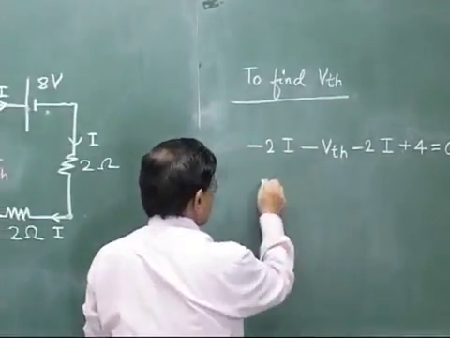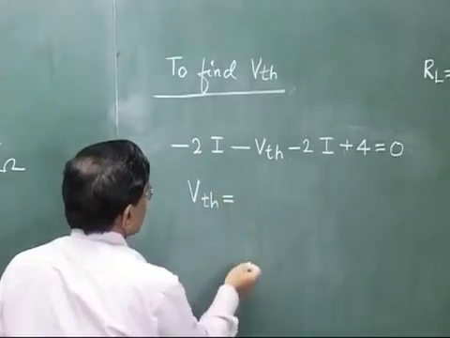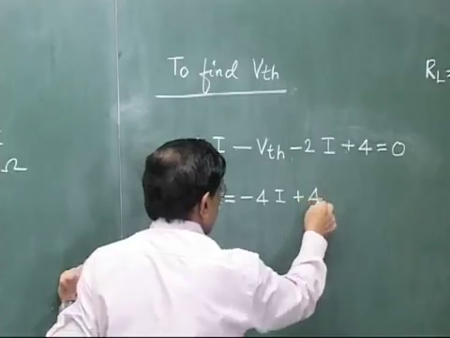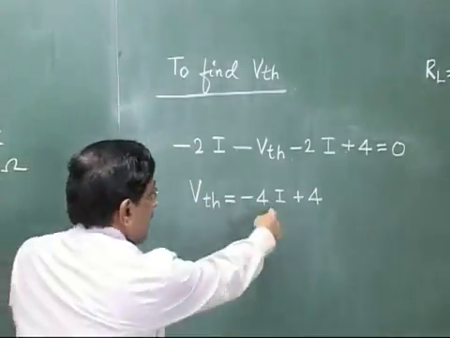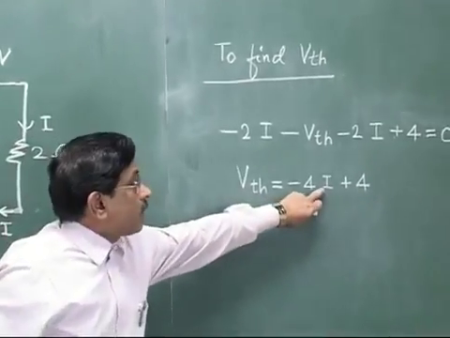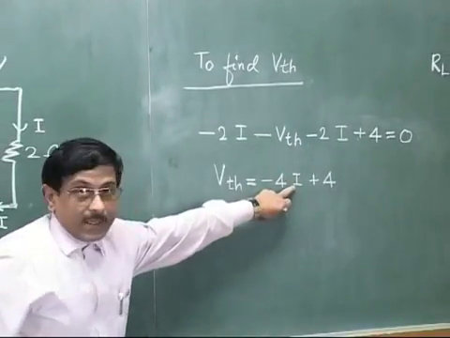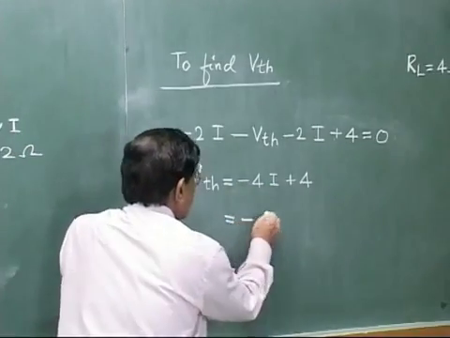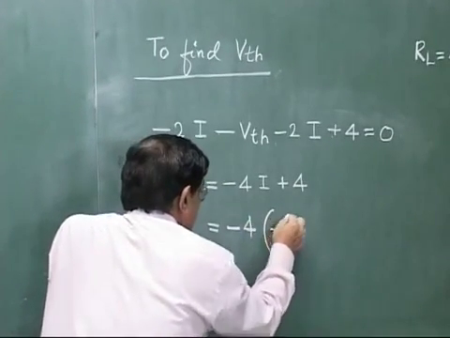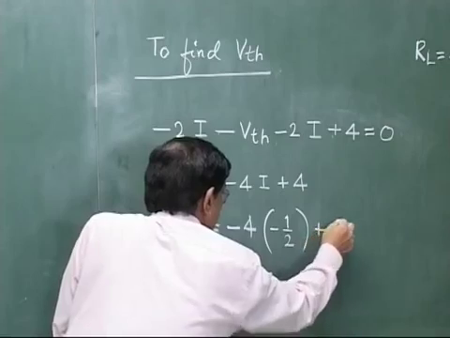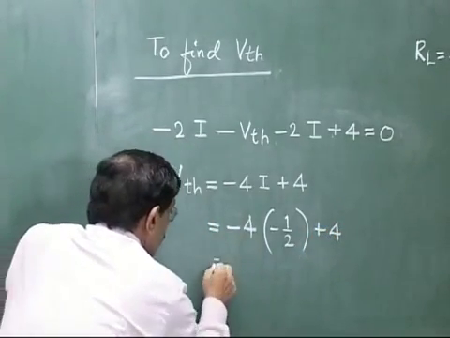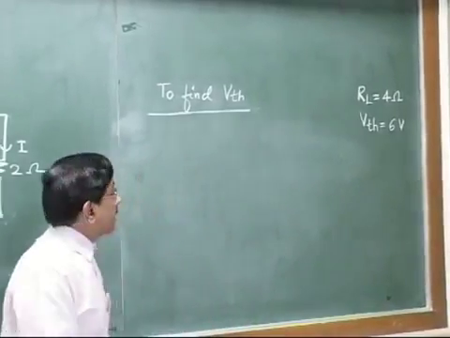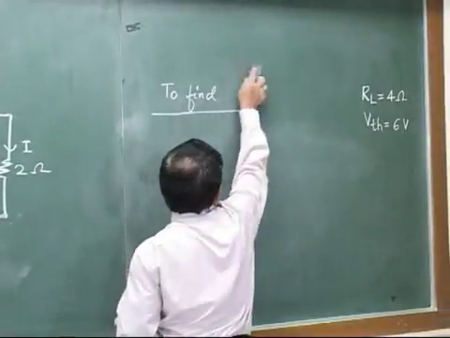Let us see what result it gives us. This gives VTH equal to minus 2 and minus 2, minus 4I plus 4. Okay. Now here you get the value of VTH, but this is unknown, but you have already calculated the value of I. Value of I was coming in earlier step as minus 1/2. So I will just put the value minus 4 in bracket minus half plus 4. So this will give you 2 plus 4. That means it is 6 volt. Our next step is to find RTH. So that will be step 4.